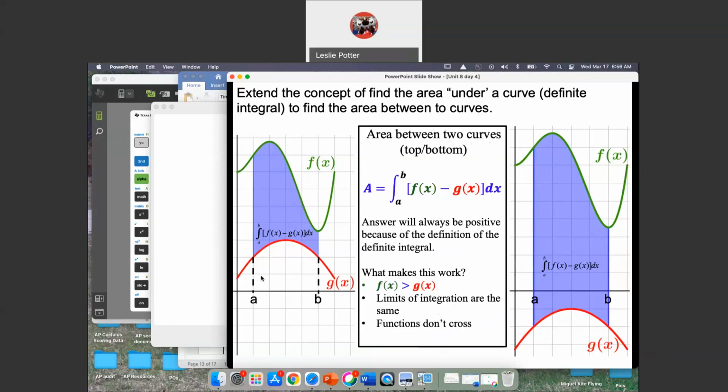So think about it. If g of x came up above f of x and they crossed, maybe in the middle here, then g of x would then be on top. So it would be the bigger function. So that would require two integrals from a to the point of intersection, and then from the point of intersection to b. So it gets to be a multiple integral problem when they cross, and that's something for another day.